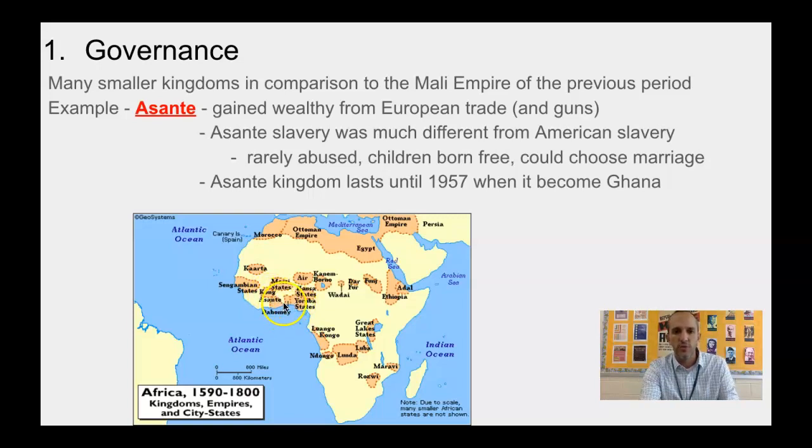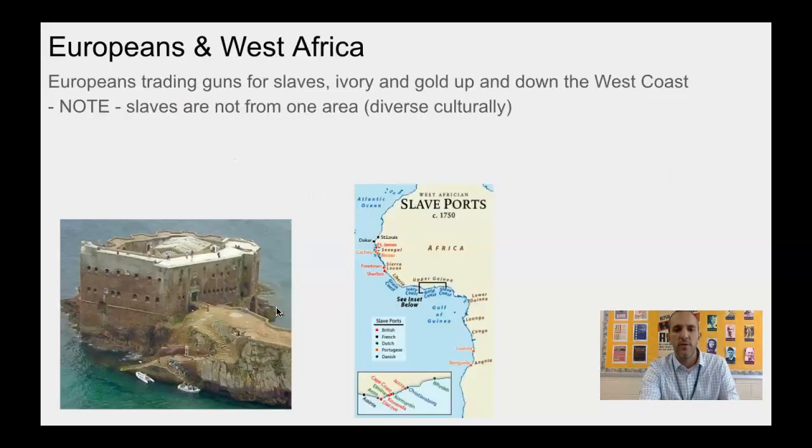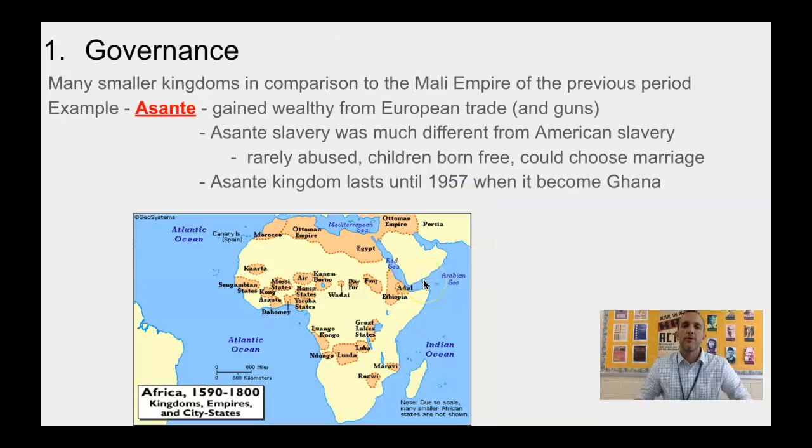One of the ones I want to focus on is the Asante Kingdom right here, which is going to be in modern-day Ghana. They are going to be active in the slave trade. If you check out the map right here, they're right in between the Ivory Coast and the Gold Coast area, so they're kind of right on the cusp of that.